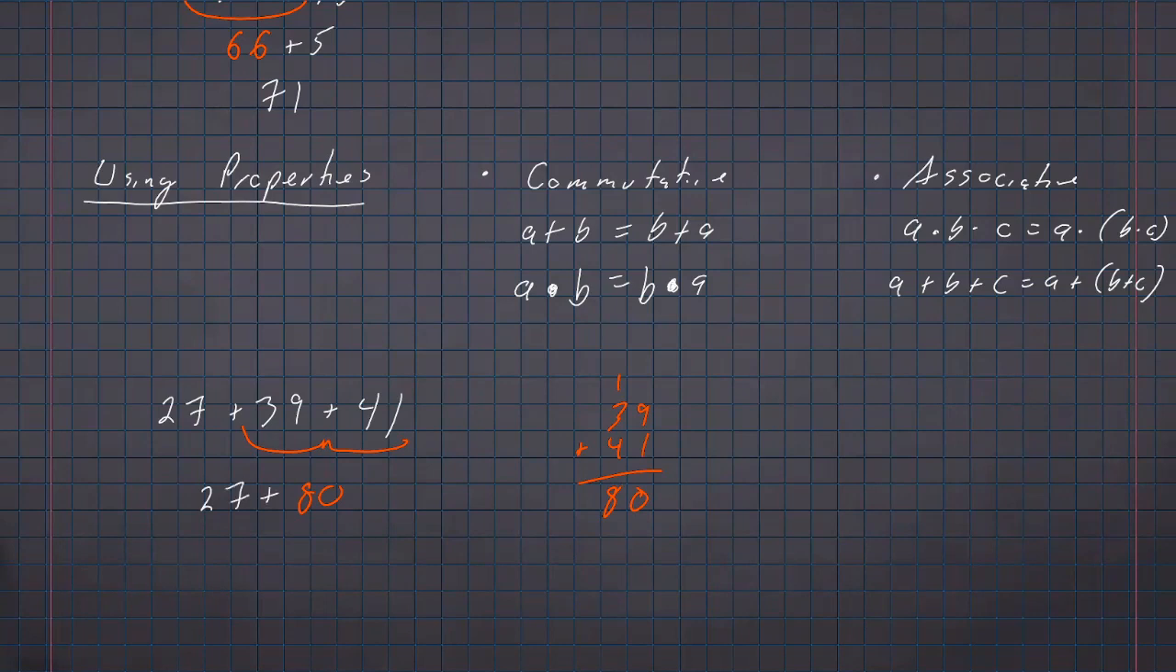So using the associative property of addition, I can reorder and break the rule of moving left to right. And now I want to add 27 plus 80. And that's arithmetic I can do in my head, because the ones place, that 0, is going to make life so much easier on me. 2 plus 8 is 10, so 27 plus 80 is going to be 107.